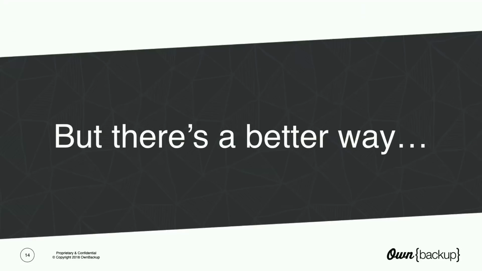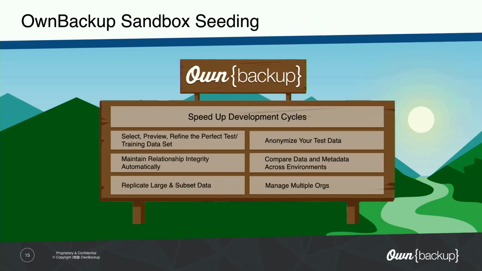So when we look at all those challenges, we think there is a better way. And with OwnBackup, we do have a pretty complex tool for sandbox seeding. So you see some of the advantages here. Obviously, speeding up development cycles. You're going to be able to utilize all those developer sandboxes, all those partials, be able to get better use out of them so your developers have good data. They're not all working in that same full sandbox. They're all working in separate individual sandboxes.